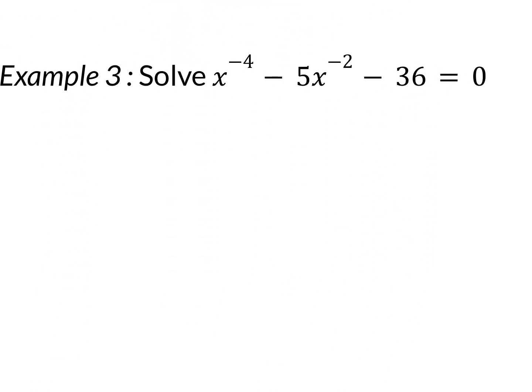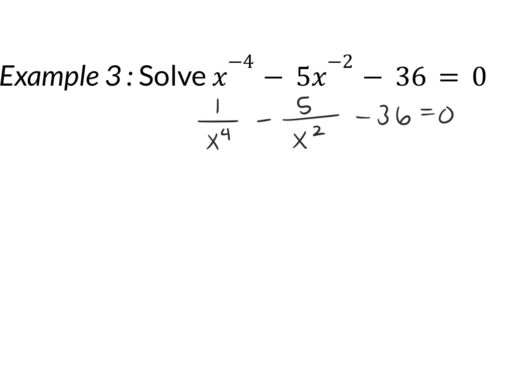Instead of dealing with negative exponents, is there another way that I could write this without negative exponents? 1 over x to the 4th. Yes, exactly. So I'm going to rewrite this as 1 over x to the 4th minus, if I rewrite 5x to the -2nd, does 5 also go down to the denominator? No. So 5 is going to stay on top, and then I've got x squared in the denominator minus 36.